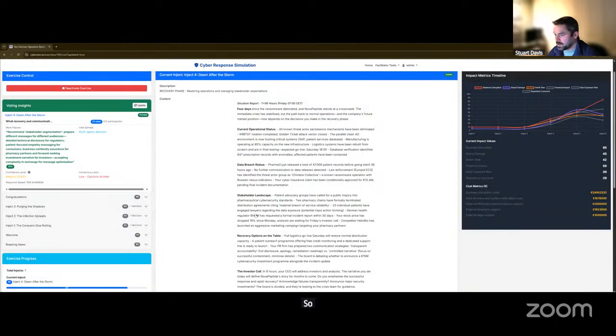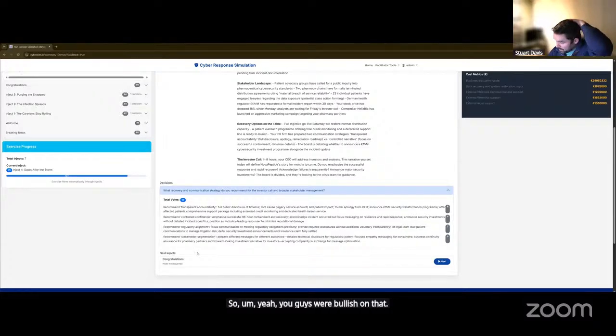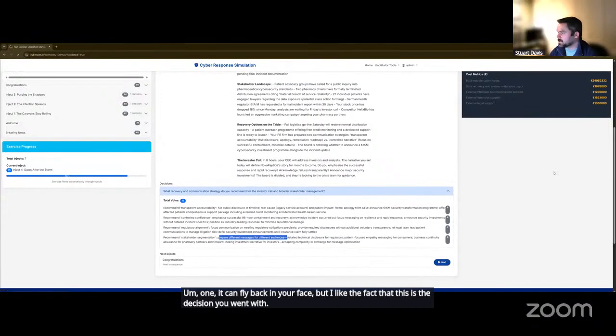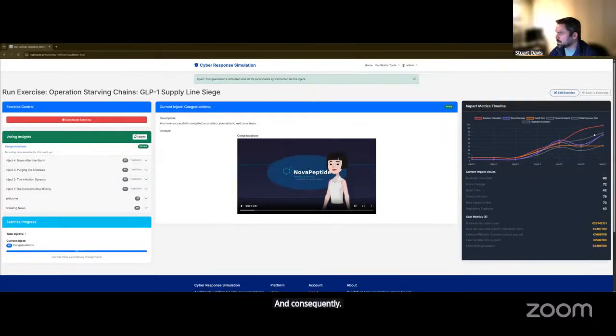So you guys were bullish on that, and you felt that preparing different messages for different audiences, detailing technical disclosure for regulators, patient empathy messaging for consumers. I understand what you're doing there, but obviously it's a very calculated one. It can fly back in your face, but I like the fact that this is the decision you went with, and consequently you got us to where we are.